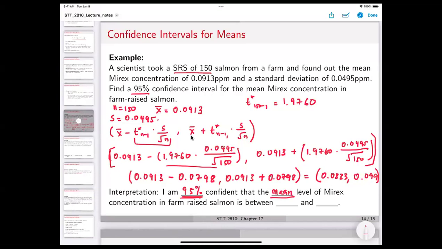So I am 95% confident that the mean level of myris concentration in the farm raised is between, then you write them. You write the lower one first, 0.0833, 0.099. This is how to do it manually. Now, let's use StatCrunch to do it. So I'll start and then you also follow with your StatCrunch.